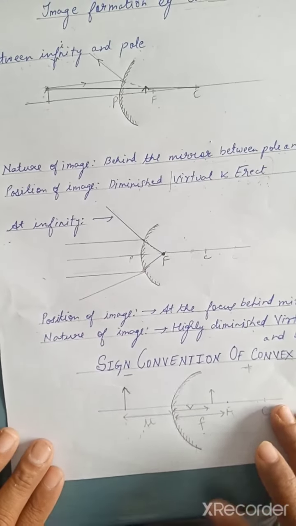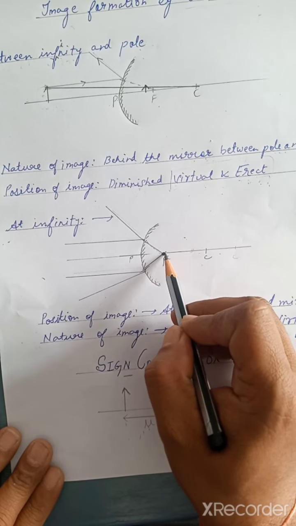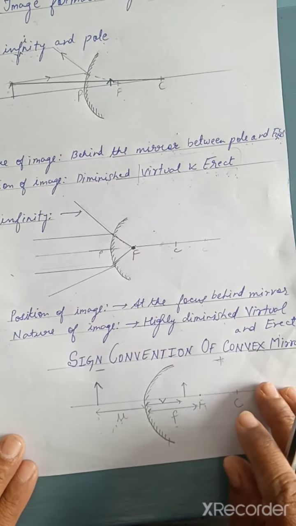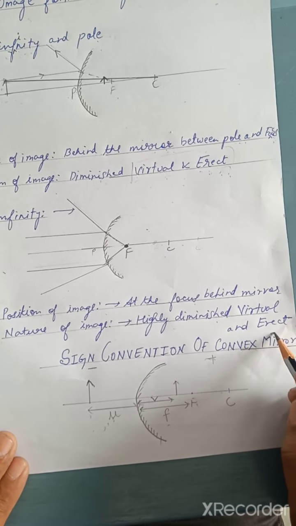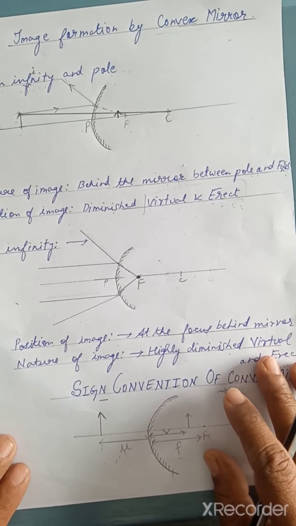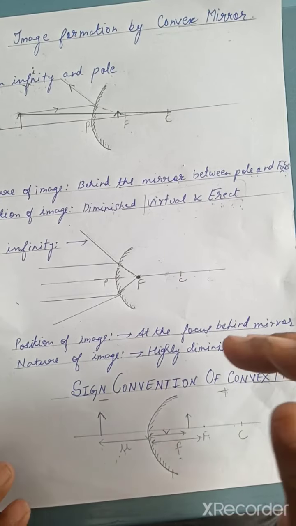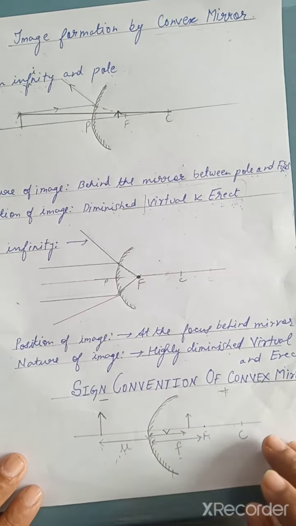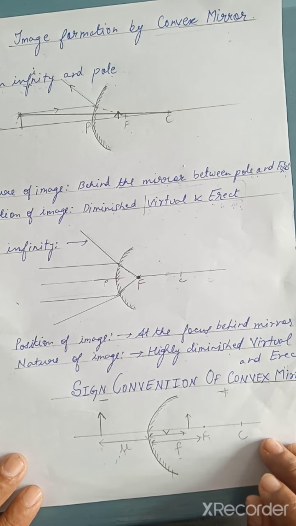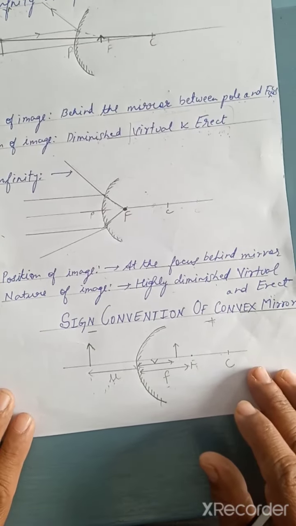And as you can see, we are getting a very point-sized image, so you can say that this is highly diminished, virtual and erect. This is the property of the convex mirror. Whenever we draw the ray diagram, always a virtual and erect image will be forming.